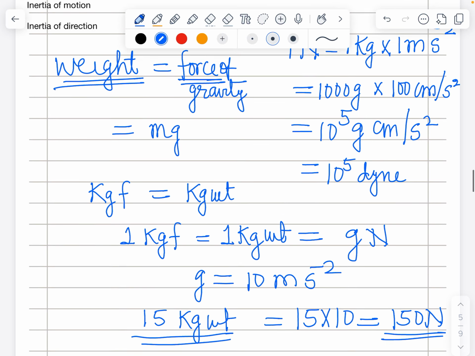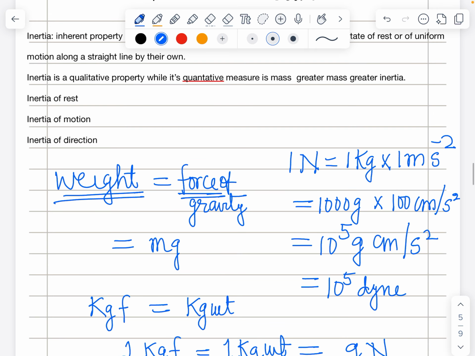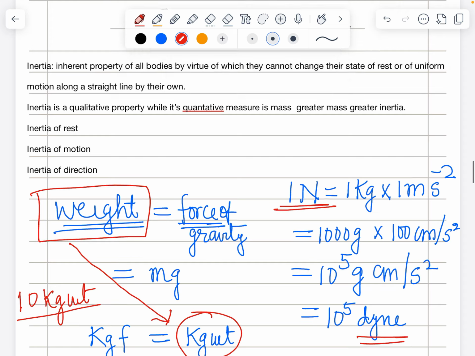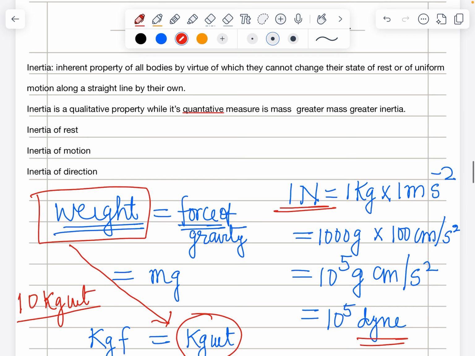Now here there is one very important point. If weight is asked in some numerical, it will not be given in Newton or in dyne. It will be given in kilogram weight. It is necessary to express the weight in kilogram weight. You will not say that the weight of any object is 10 kilogram. It is 10 kilogram weight. So weight is always written in kilogram weight.